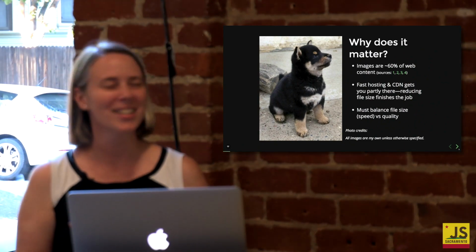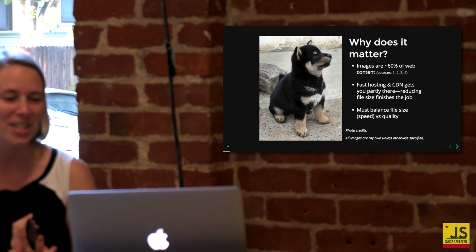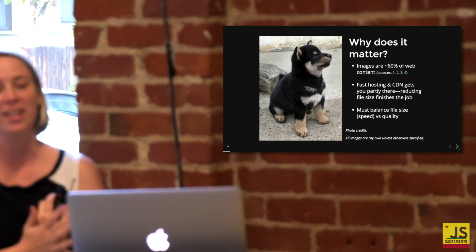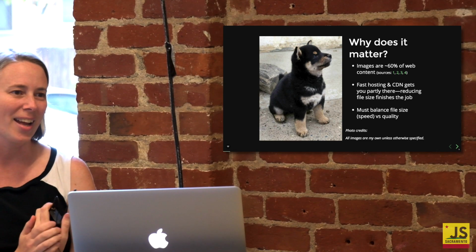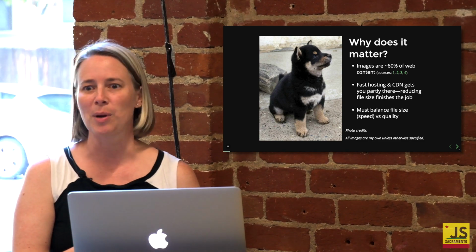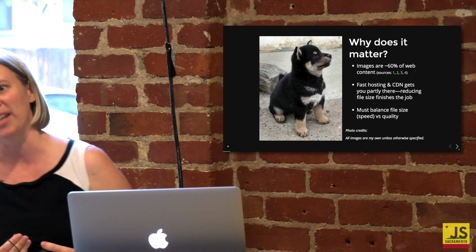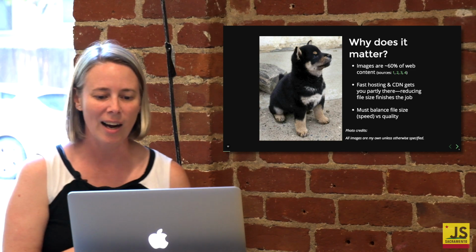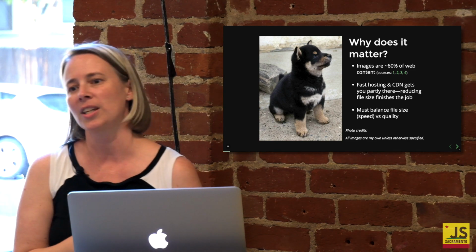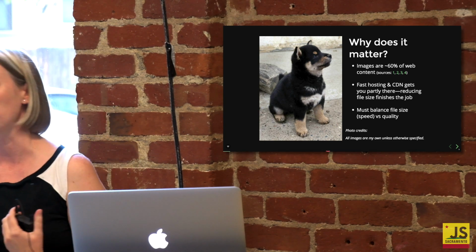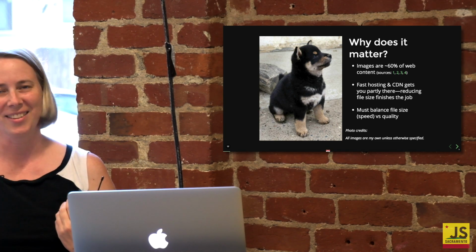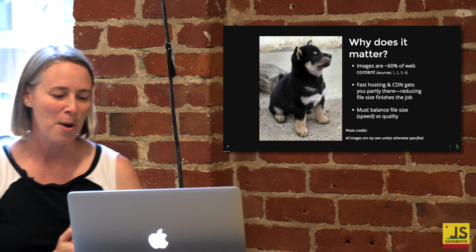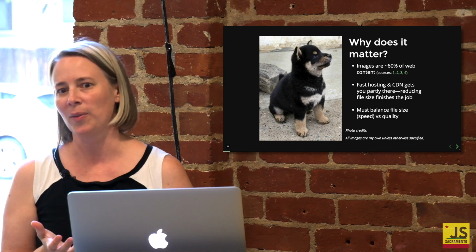So why does it matter with images? Images actually make up about 60% of the web. And that's a lot out of your web projects. And if you can make 60% of your web project faster, that makes a pretty big difference. You can use things like fast hosting and CDNs that serve the content close to the customers and the people who are accessing your projects. But that only gets you partway there.